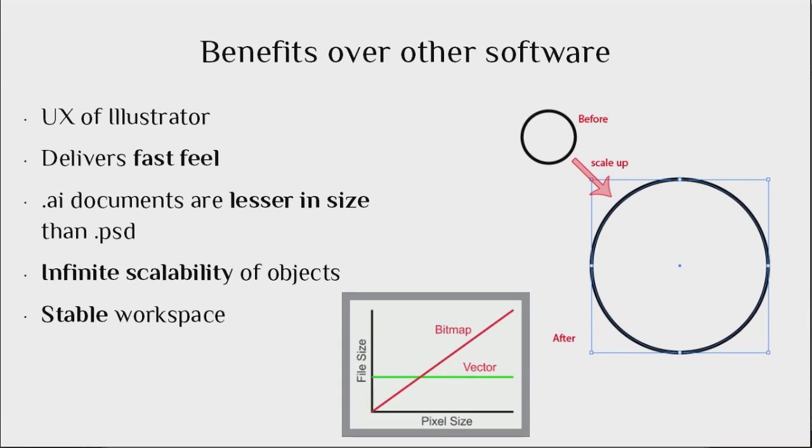Also, as you can see, we have a picture over here that I've taken from the internet. You can see that the file size of a vector doesn't change, whereas a bitmap's file size increases as per the pixel size. So this is one great advantage of using Adobe Illustrator for creating UI applications.